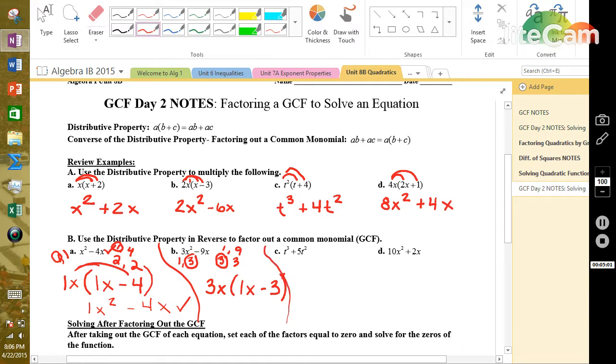For example C, I have t cubed plus 5t squared. Factors of 1 are just 1 and 1. My factors of 5 are 1 and 5. The greatest factor in each is 1. I have t cubed and t squared. The variable with the smallest exponent would be t squared, so that is what I can pull out.